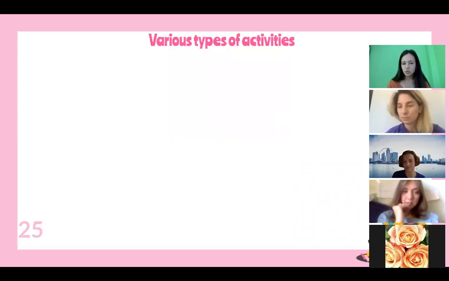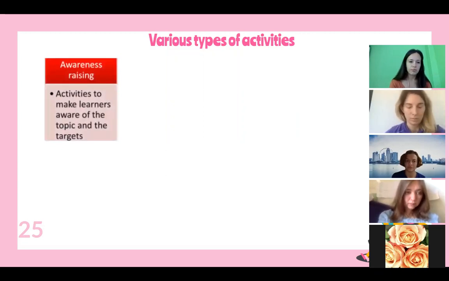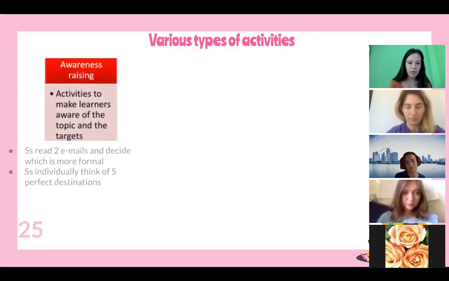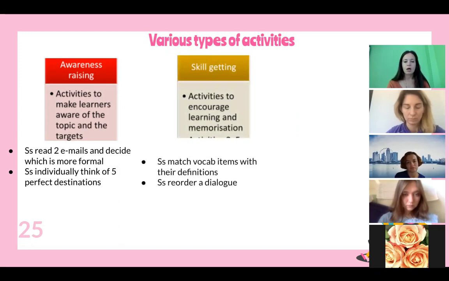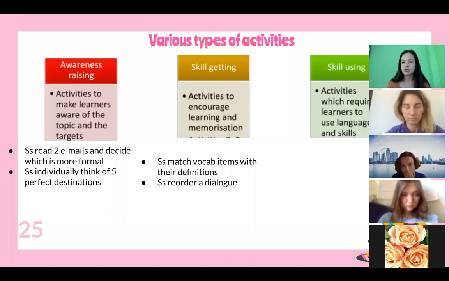As to the types of activities which we can use during our classes to contribute to classroom dynamics, they can be roughly divided into three types. Those activities which raise awareness of the language and the topic. For example, students read two emails and decide which is more formal, or students individually think of five perfect destinations. Then those activities which help to get the skill, like encourage learning and memorization, like students match vocabulary items with the definitions or reorder a dialogue, and activities which motivate them and encourage them to use the skill.